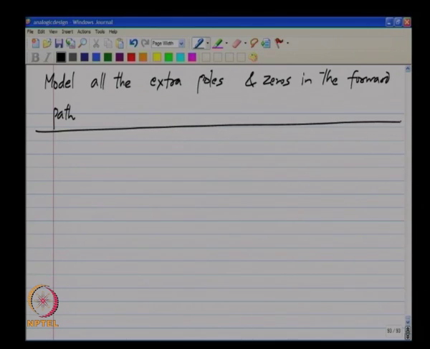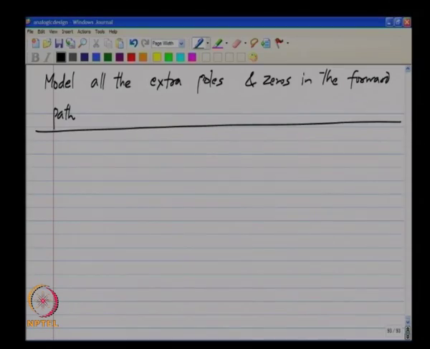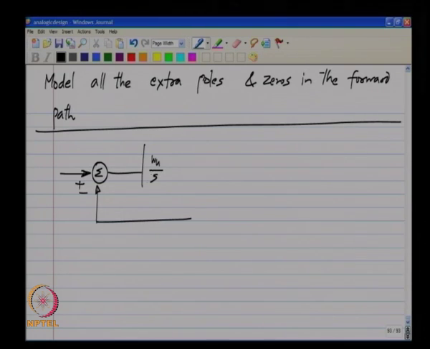So, I will model all the extra poles and zeros in the forward path, and also I do not want to make my life so complicated that I can't even solve the problem. So, first what I will do is I will assume a single extra pole in the forward path, then we will assume 2 extra poles, and then we will draw conclusions when we have multiple extra poles and zeros in the forward path. I have the integration, and let us say I have one extra pole.